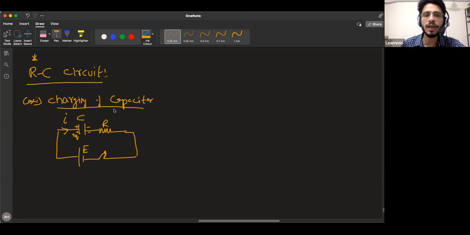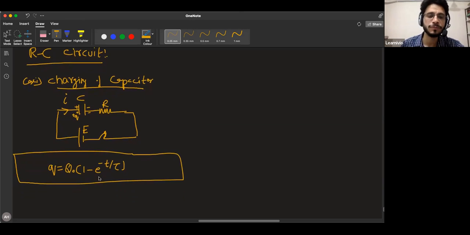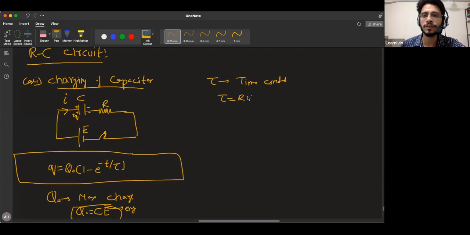So for charging of a capacitor, you need an equation for the value of charge at each instant. The equation is Q is equal to Q naught times 1 minus e to the power minus t by tau. You will not need the derivation of this equation in your mains exams, so I'm not deriving it here. Here Q naught is the maximum charge, and Q naught is C into E, where E is the EMF of the cell. Tau is the time constant, and its value is equal to RC.